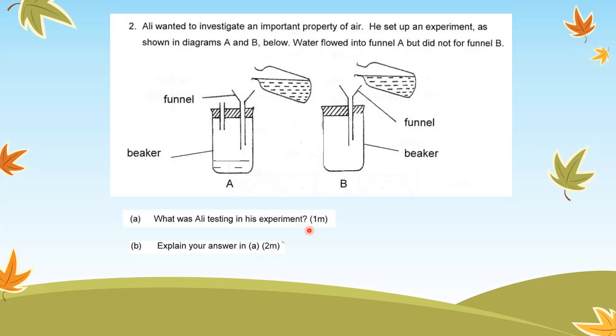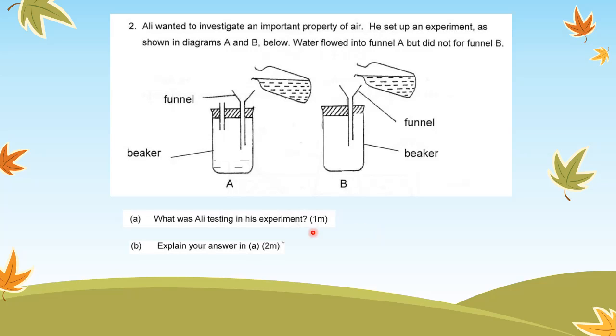Okay, so what was Ali testing in his experiment? Now this is not a very scientific way of asking. Okay, so this question itself, when the setter is trying to set the question, most probably he didn't think through, because what was Ali testing actually is a very vague question. Okay, a more scientific way of phrasing the question would be, what is the aim of the experiment? Or what was Ali trying to find out from this experiment?